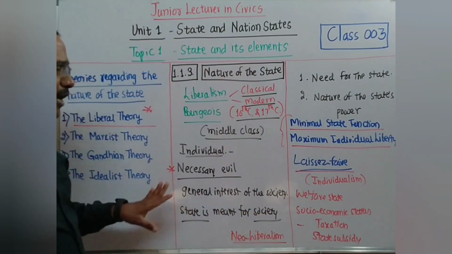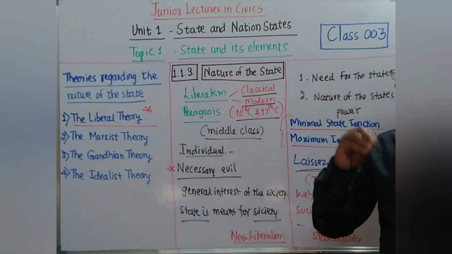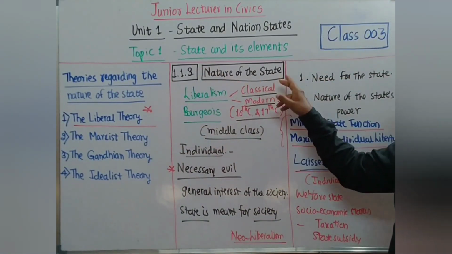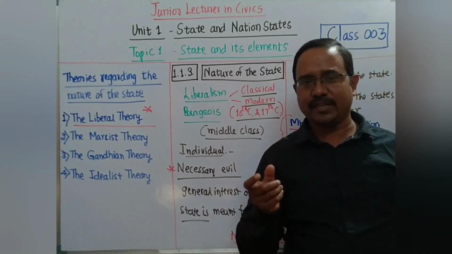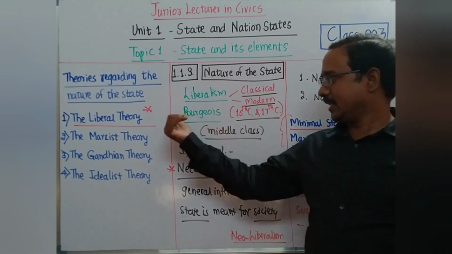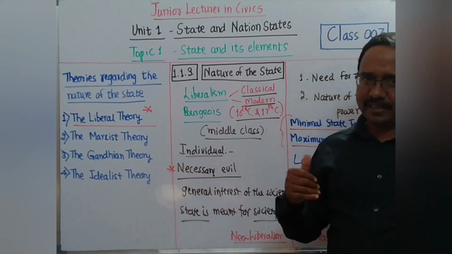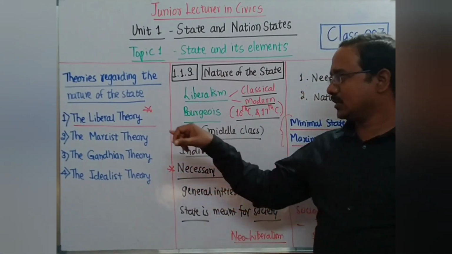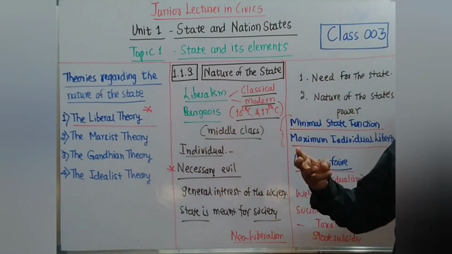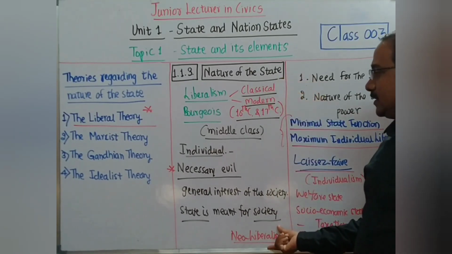So in this class we have discussed the nature of the state from the viewpoint of the liberal theory. When we are discussing the nature of the state, many theorists have been expressing their own theories. There are four most important theories: the liberal theory, the Marxist theory, the Gandhian theory, and the idealist theory. In this class we have discussed the liberal theory. Liberal theory means liberalism. It has three types of liberalism: classical liberalism, modern liberalism, and neoliberalism.